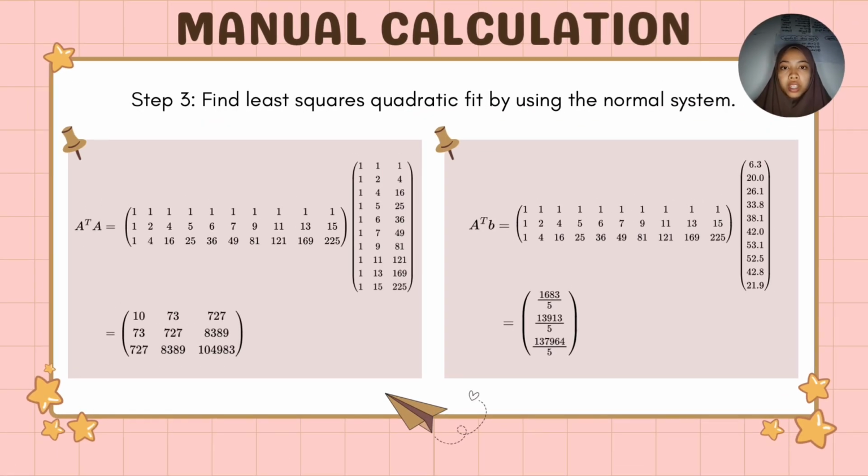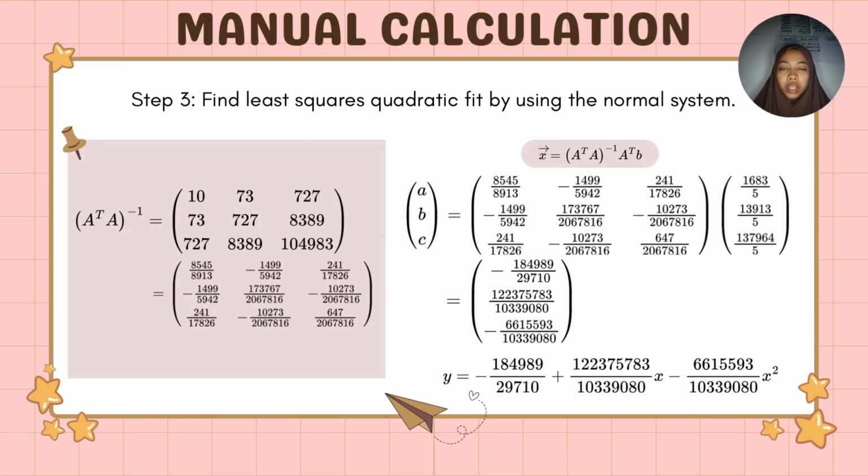Third step, least squares quadratic fit using the normal system. To find the best quadratic curve, we use the least squares method and form the normal equations, which is A transpose A vector X equals A transpose vector B. After solving all the calculation, the quadratic equation we got is y equals negative 184989 over 29710 plus 12237578 over 10339080 x minus 66155593 over 10339080 x squared. This is the least squares quadratic fit for the data.